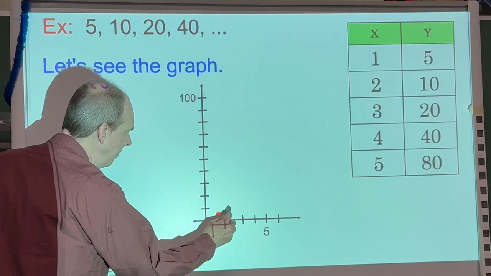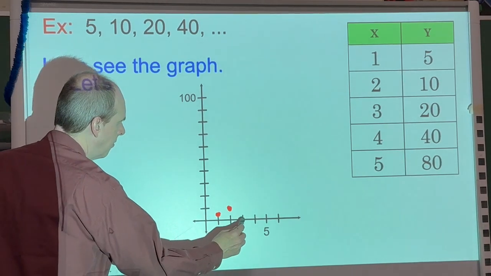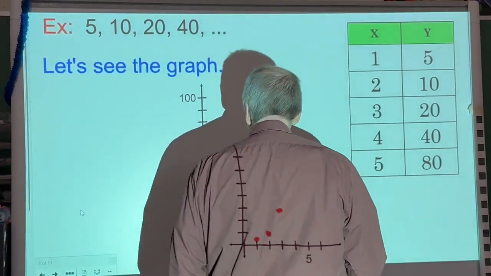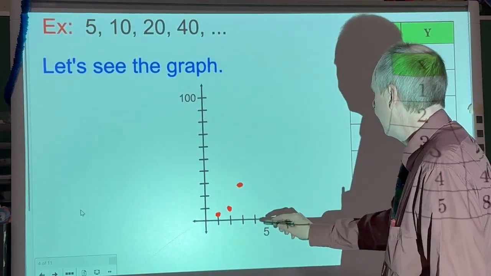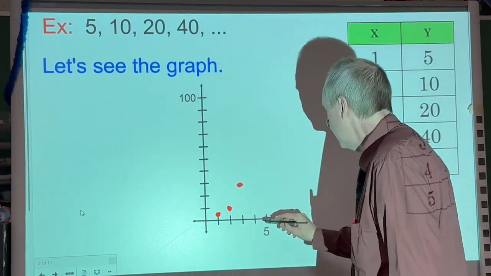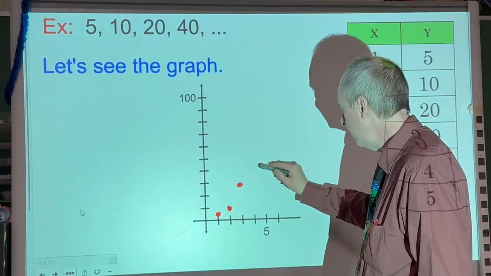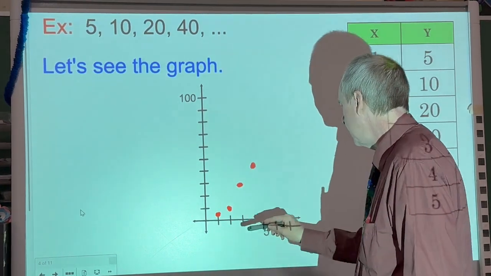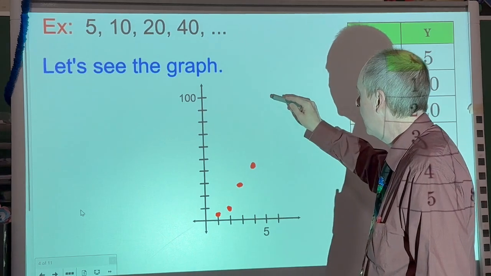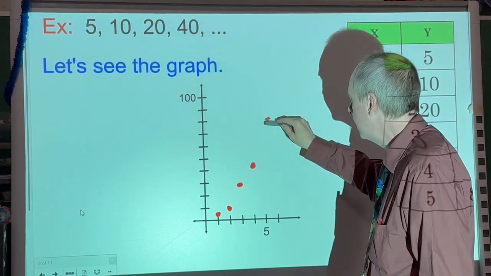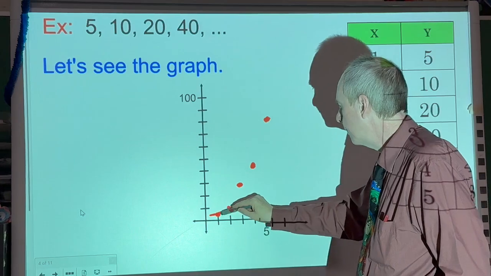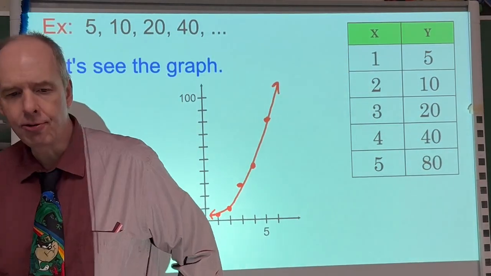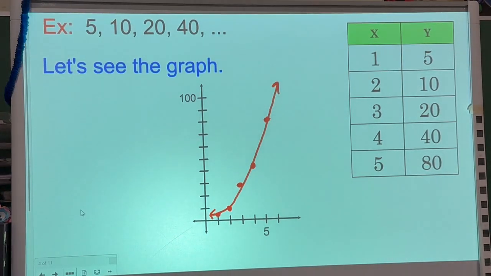Next up, 2 and 10. 3 and 20. I can start to see the curve forming. 4 and 40. 10, 20, 30, 40. And then 5, we're up to 80. Over 5, up 80 would be here. There's our curve. Exponential. Growth or decay? It is growth, yes.